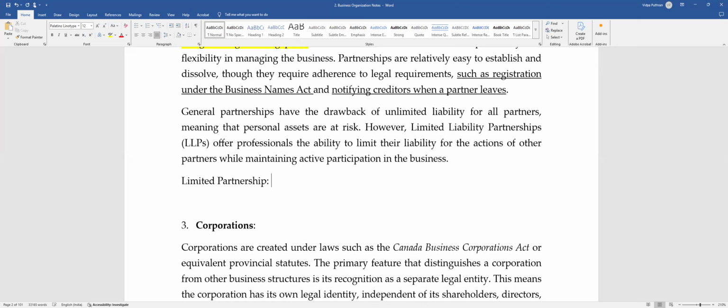पार्टनरशिप, जहां पे there will be two types of partners. Types of partners will be, one will be general partner who has, जैसे हमने यहाँ पे देखा, general partner have unlimited liability.